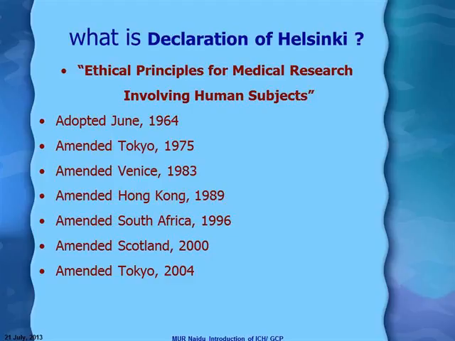The Declaration of Helsinki is one of the landmark events in the history of development of good clinical practice guidelines. It is the ethical principles for medical research involving human subjects, and it was first adopted in June 1964, and then there were subsequent amendments.